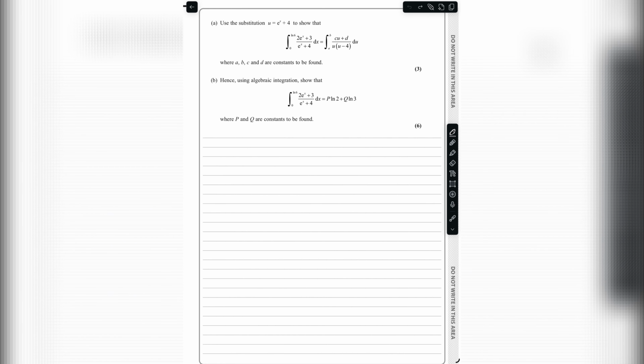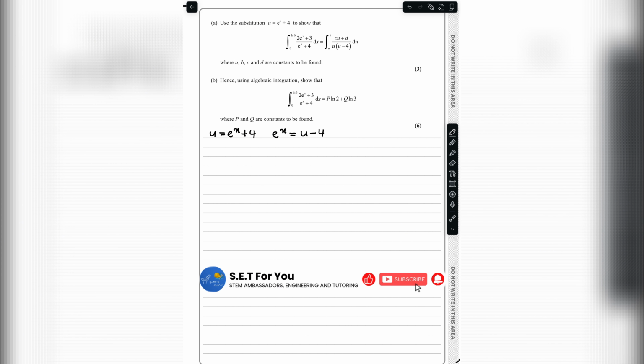In the first question we are told to use the substitution u equals e to the power of x plus 4 to show that the integral between the limits of 0 and ln 6 of 2e to the x plus 3 divided by e to the x plus 4 equals the integral on the right. So the first thing I'm going to do using this substitution is make e to the power of x the subject, which is simply u minus 4.